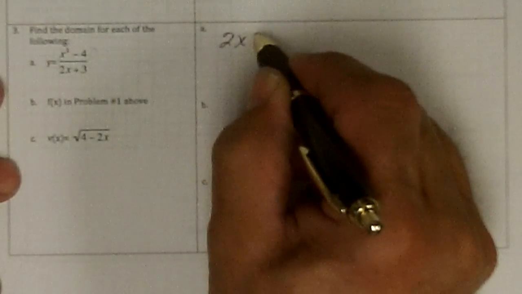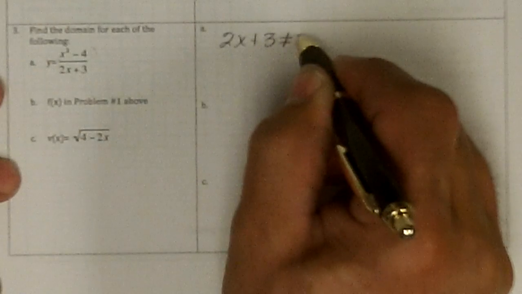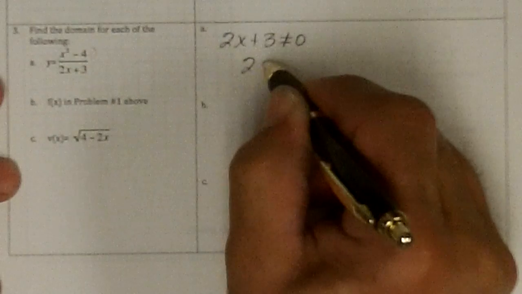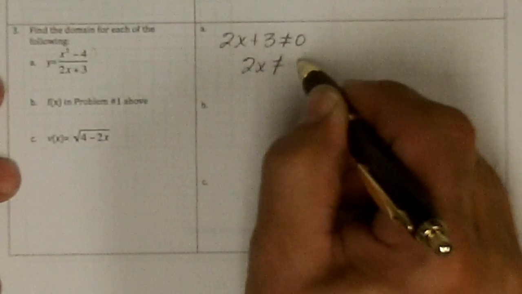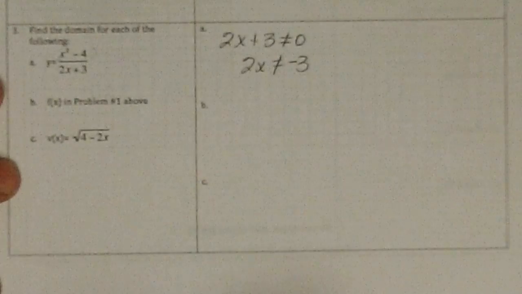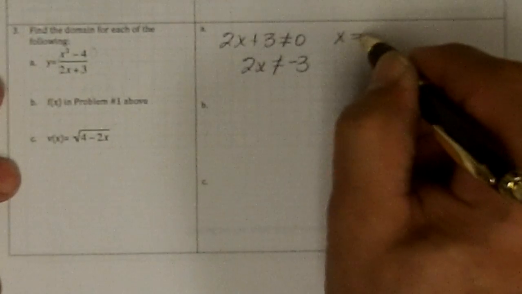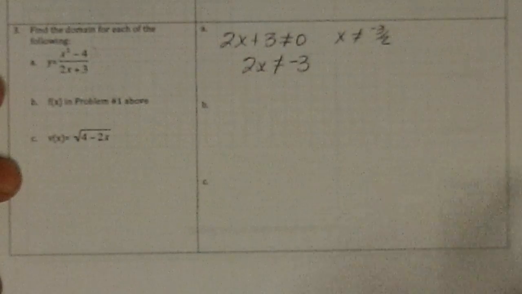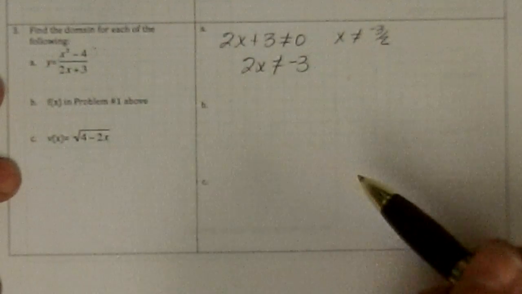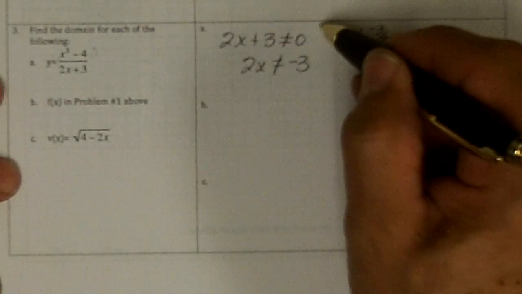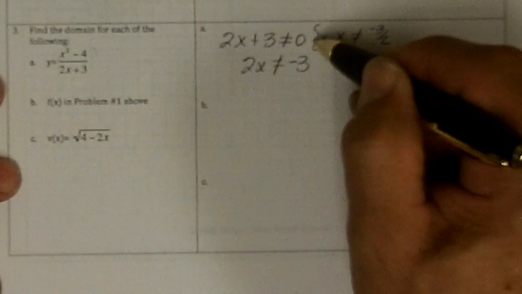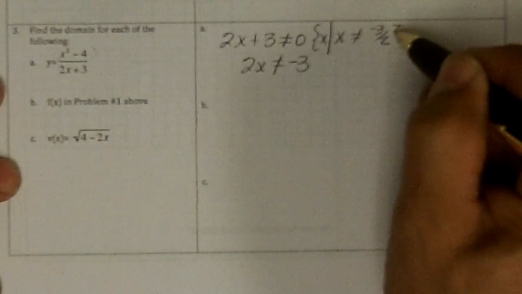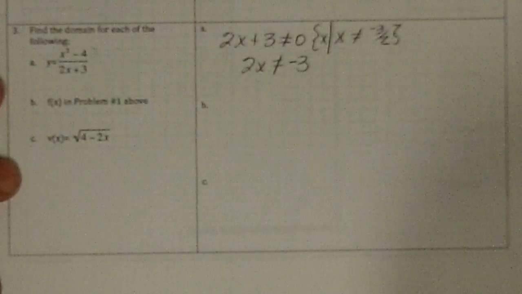So 2x plus 3 cannot equal 0. That means if I subtract 3 from both sides, 2x cannot equal negative 3. Divide by 2 and I get x cannot equal negative 3 halves. So that's what it can't equal. So what can it equal? Well, if we write in set notation, the set whose elements are numbers such that the numbers are not equal to negative 3 halves, then it can be anything else, and that would be okay.